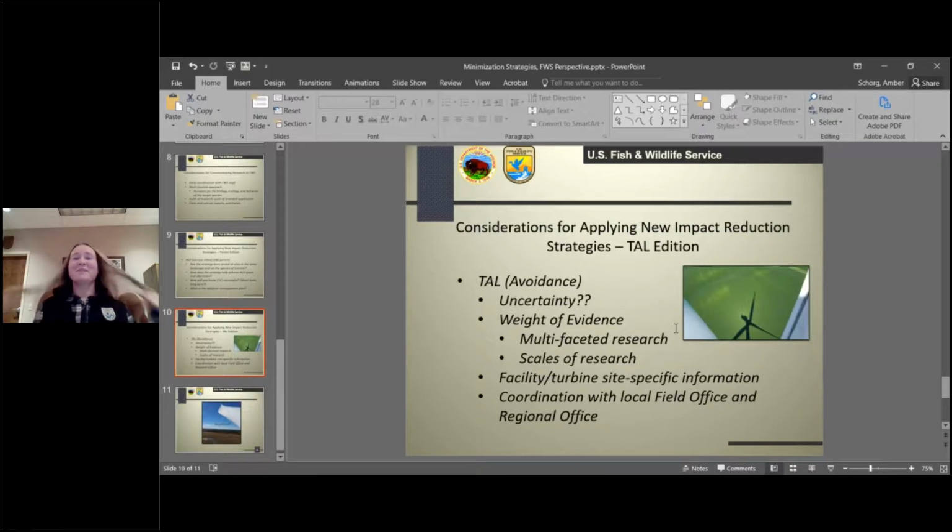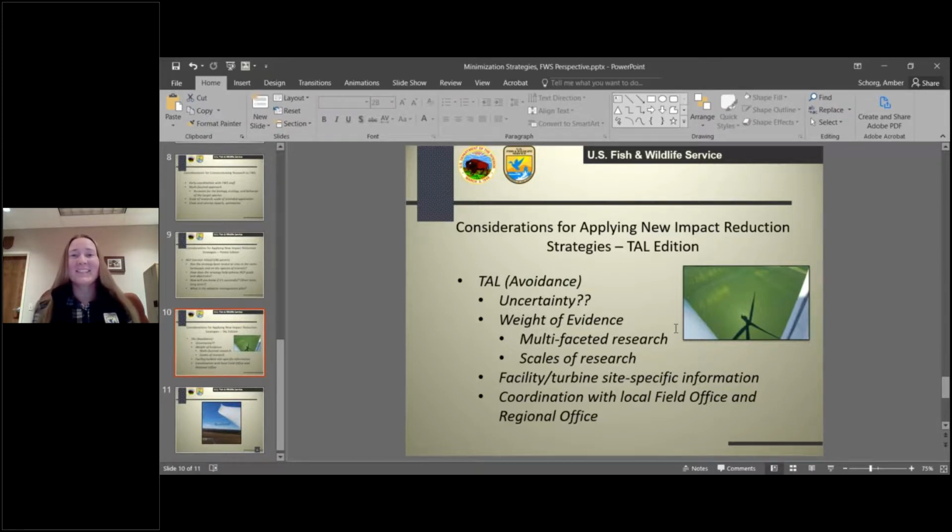And finally, what some of you have been waiting for: what about applying a new impact reduction strategy to a TAL? A TAL is simply an abbreviation for technical assistance letter. The service in my region often issues these for projects that are implementing avoidance measures. So the true question here is, what does it take to show that a new impact reduction strategy equals avoidance of a listed species? And that's a really tricky question.